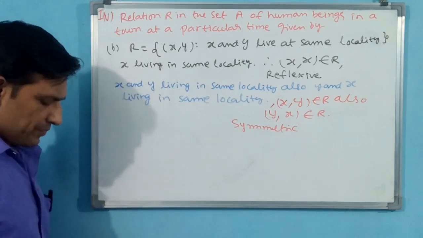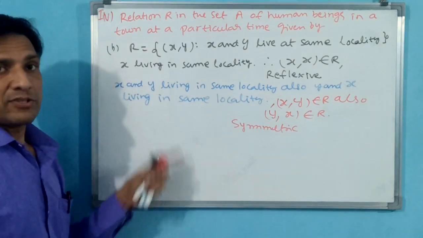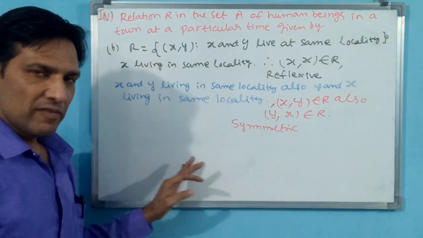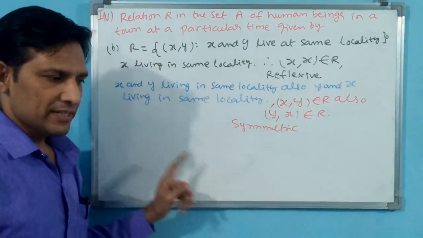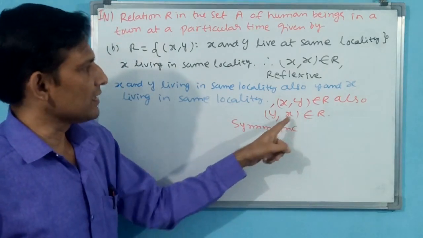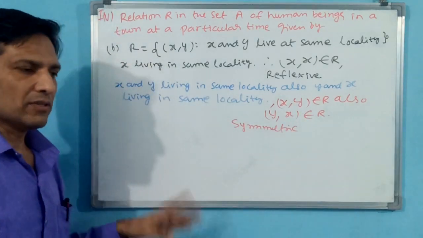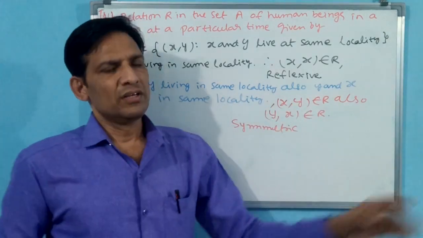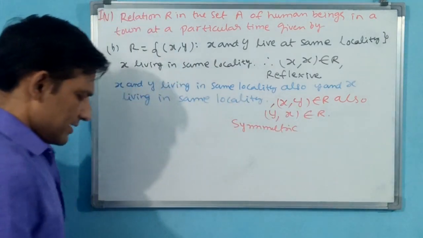Okay. Now we see. Before writing transitive, you analyze first. Another person is there, Z. X and Y living at same locality. Y and Z living at same locality. Sorry, Y and X we have written, but Y and Z also. Then X and Z also living at same locality. This is also transitive relation. Okay, we write that one.